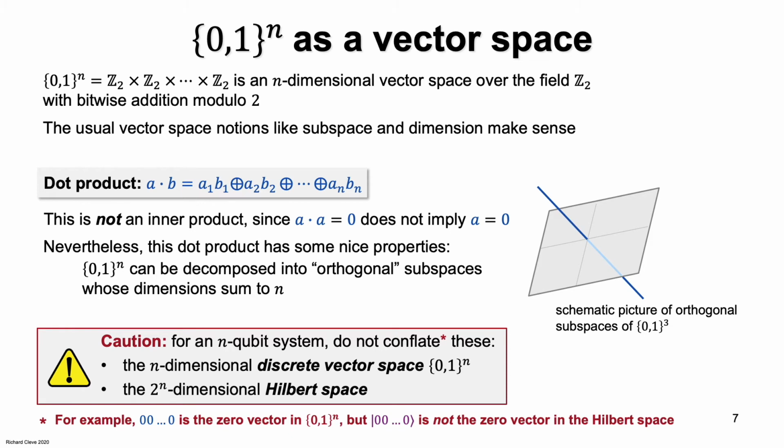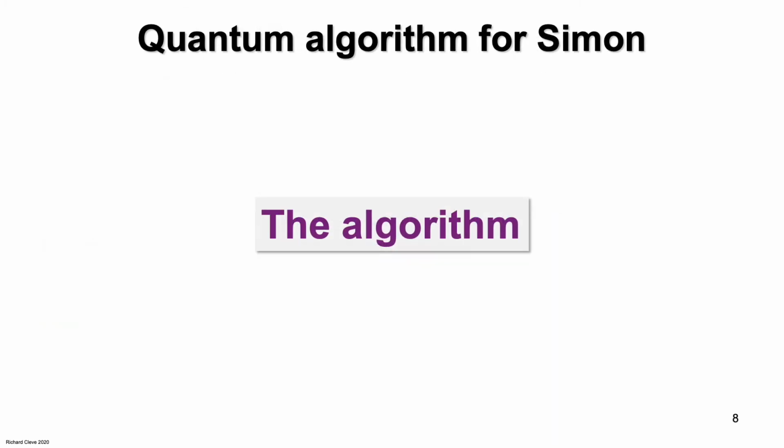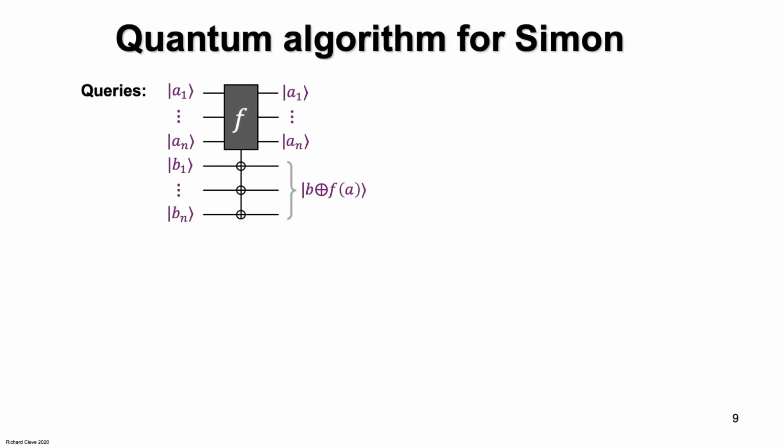With all this in mind about the vector space structure of the n-bit binary strings, let's now turn to Simon's quantum algorithm. The F queries look like this. The input to F is n bits and the output is n bits. So a query acts on 2n bits. In the computational basis, F of the first n bits is XORed onto the last n bits. That XOR is a bitwise XOR. B is n bits and F of A is n bits.